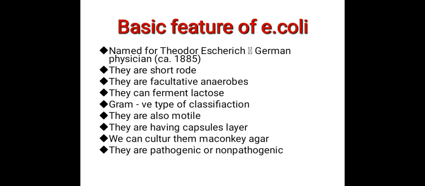Basic features of E. coli: named for Theodor Escherich, a German physician. They are short rods. They are facultative anaerobes. They can ferment lactose. Gram-negative type of classification. They are also motile. They have a capsule layer. We can culture them.